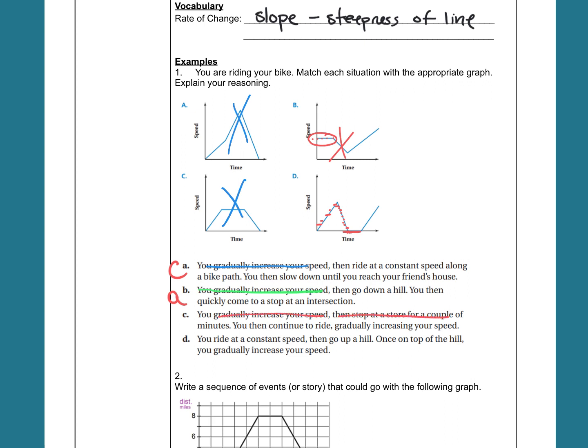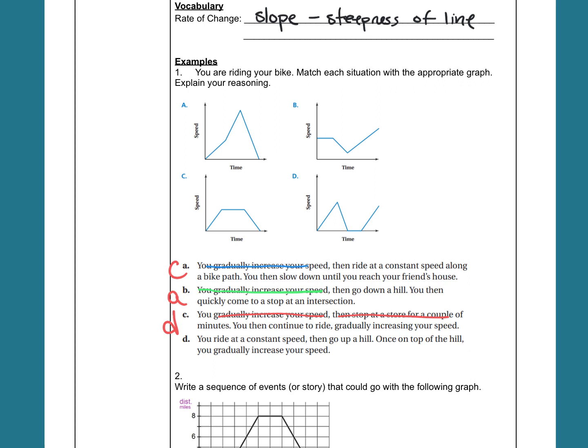We already did the increase. Then you continue to ride in gradual increase speed. So I'm going to start increasing my speed again. So this would have to be graph D. And then that leaves only one option left. We haven't used graph B yet, but let's check it just to make sure.